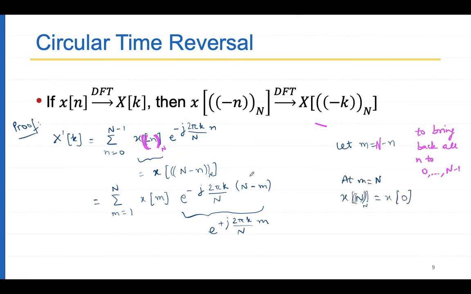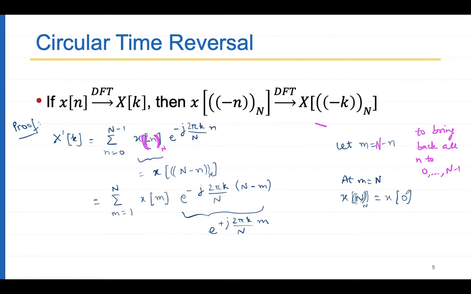Now consider this, m goes from 1 to capital N, but I want m to go from 0 to N minus 1, so only one index. At m equal to capital N, there is a problem. Let us consider that index. At m equal to capital N, your x of m will be x of capital N modulo N, which will be the same as x of 0, right?